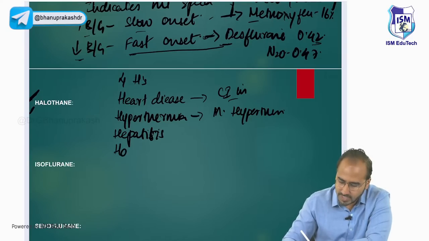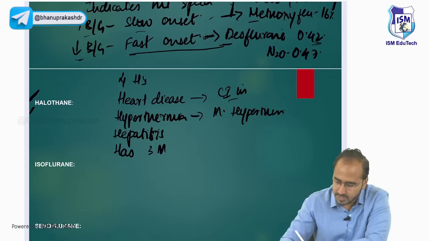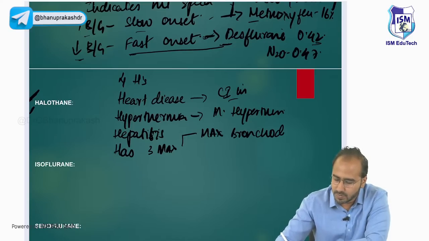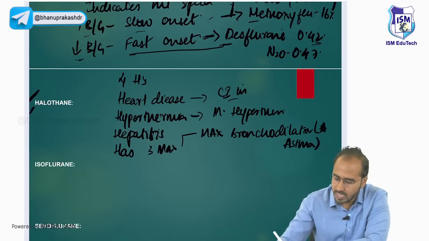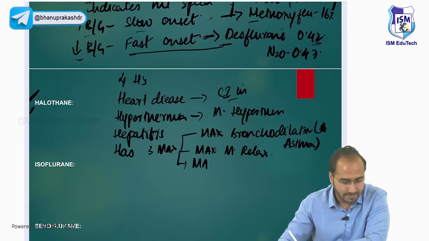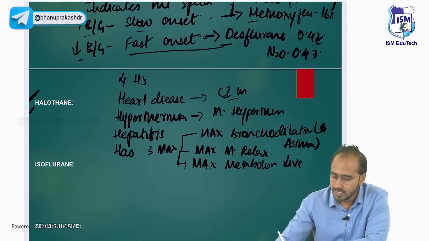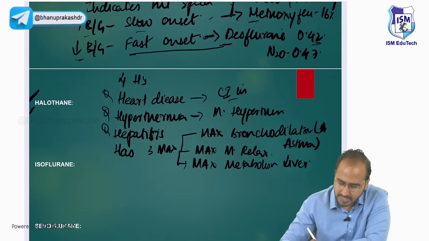Last is what? Halothane has three maximums. The first maximum is maximum bronchodilation. Hence, it can be given as the inhalational agent of choice in asthma. Second, halothane has maximum muscle relaxation. The third maximum of halothane is maximum metabolism in the liver. All these are important MCQ points of halothane.